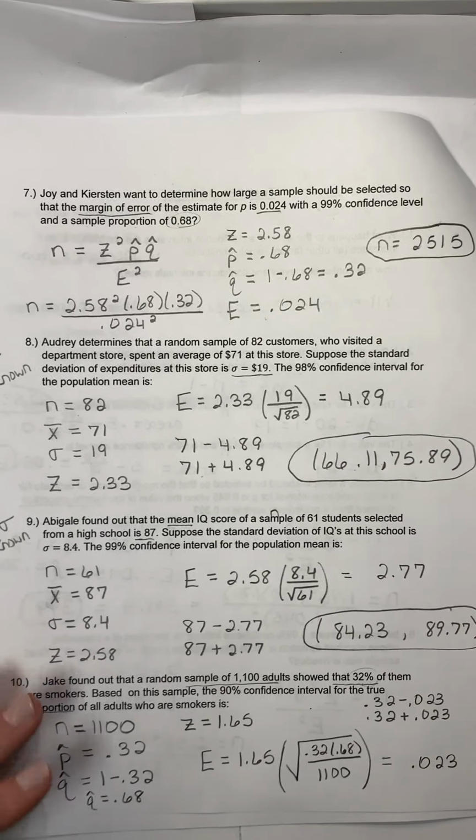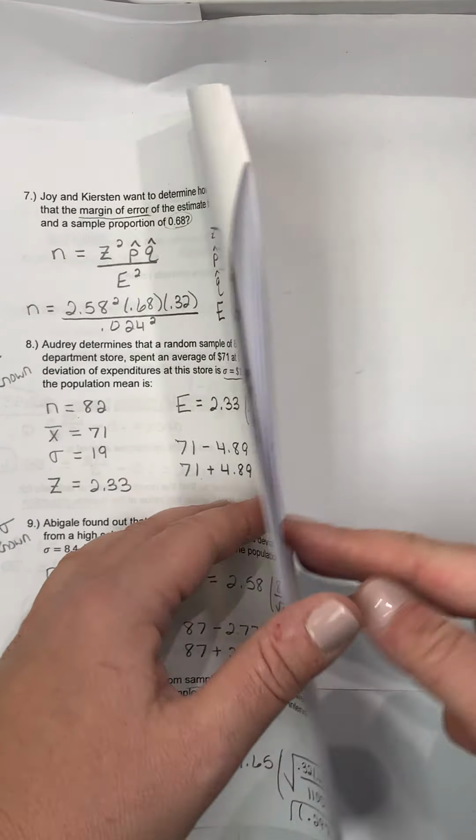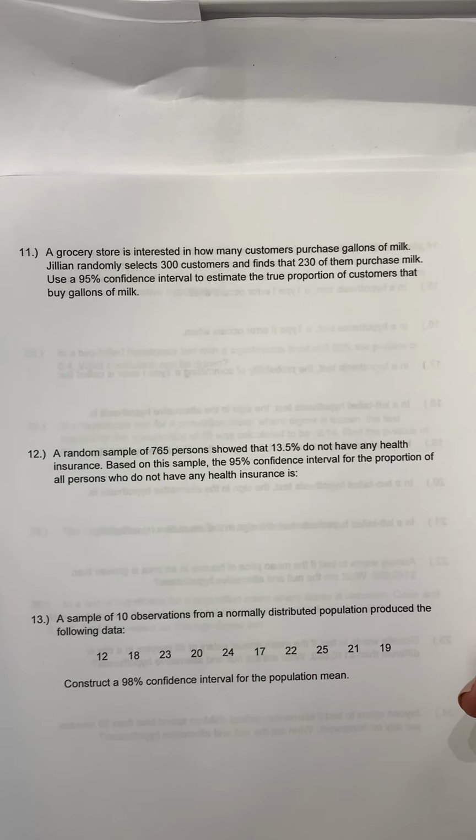Okay, so we've covered proportions. I'm just going to call this P, and 2 sigma knowns, for our confidence interval. All right, let's see what's going on over here. This is the last page of chapter 8.